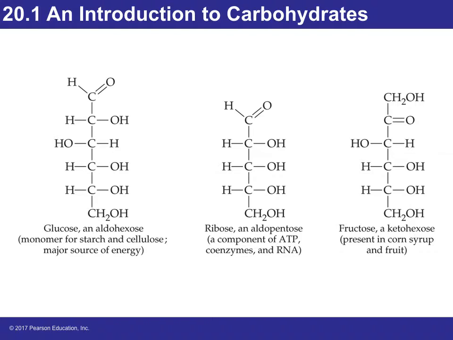The ribose in the middle is an aldopentose, so 5 carbon atoms. Very important for both the making of energy, adenosine triphosphate, and coenzymes, as well as ribonucleic acids. And on the right, the fructose, which is a ketohexose, and this is the one you find mostly in fruits and corn syrups.